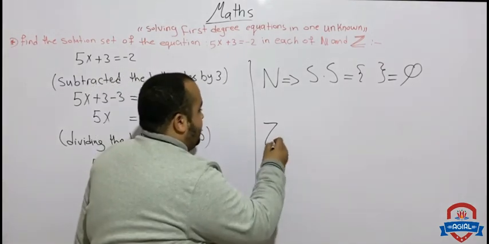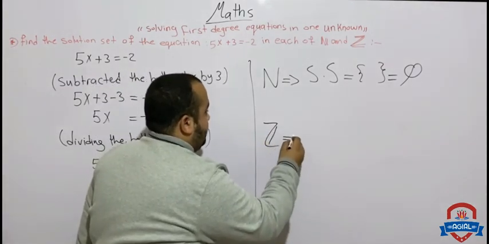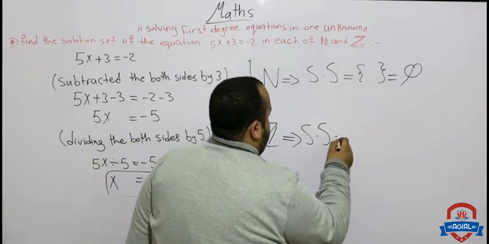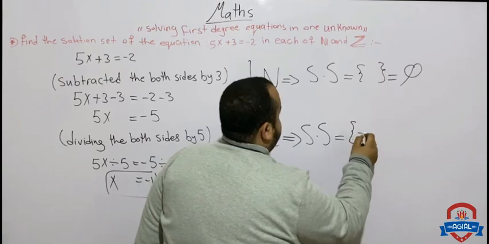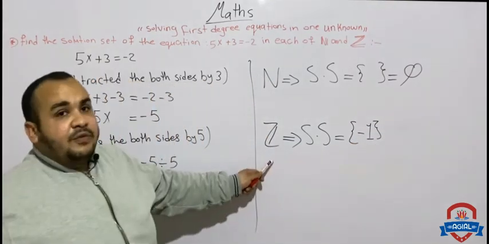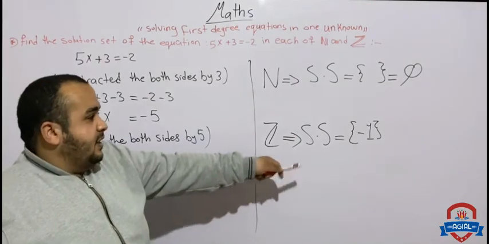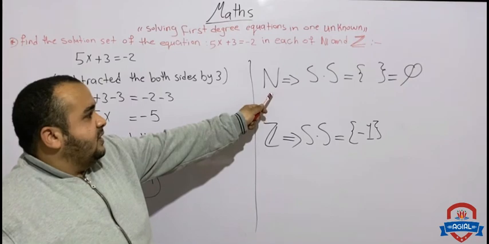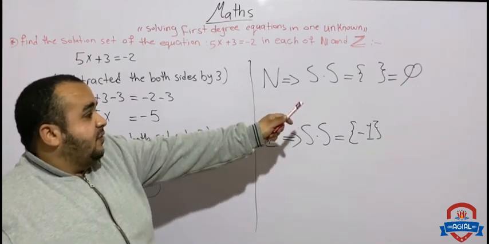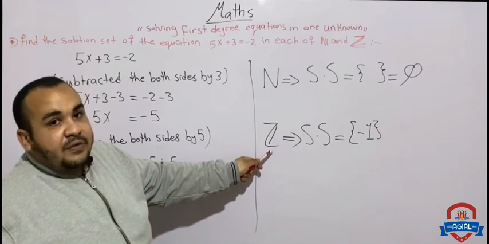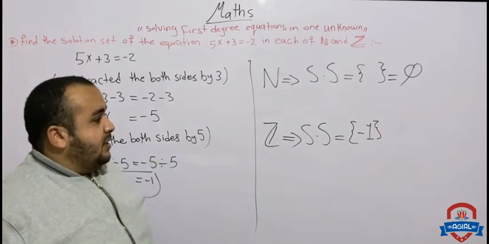In the set of integer numbers, the solution set of this equation equals the set of negative 1, because the set of integer numbers contains the negative numbers. So the solution set of this equation in the set of natural numbers equals phi, and the solution set of this equation in the set of integer numbers equals negative 1.